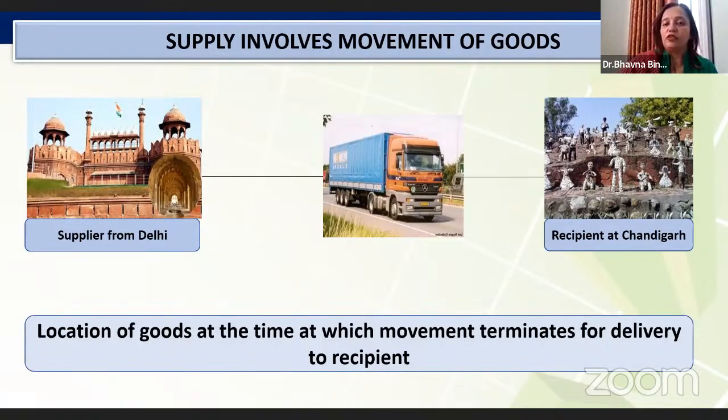For example, दिल्ली से goods निकल रही है चंडीगढ़ के लिए, गुड्स निकल चुके हैं, ट्रक में लोड हो गई है, चंडीगढ़ में उसका टर्मिनेशन हो रहा है, मतलब उसकी डिलीवरी खत्म हो रही है, चंडीगढ़ वुड बी द प्लेस ऑफ सप्लाई. आपका रीजन यही होगा, लोकेशन ऑफ द गुड्स एट द टाइम एट विच द मूवमेंट टर्मिनेट्स फॉर द डिलीवरी टू द रिसिप्टेंट, दैट वुड बी द प्लेस ऑफ सप्लाई.